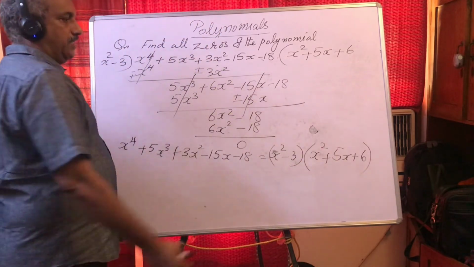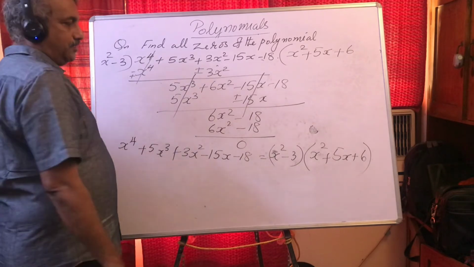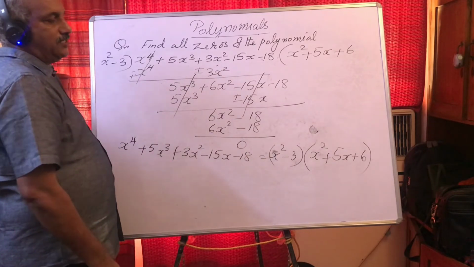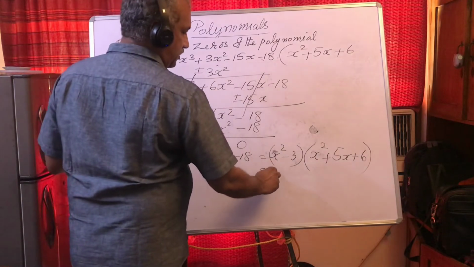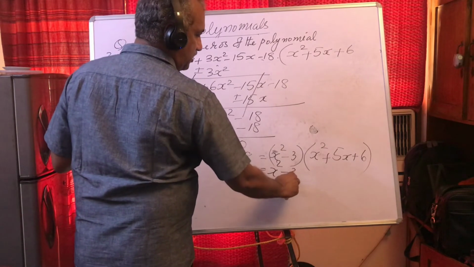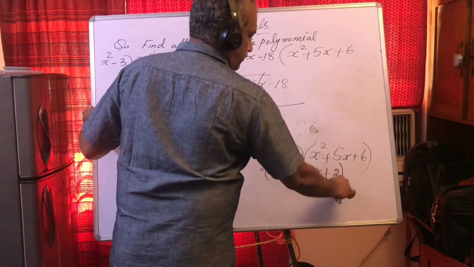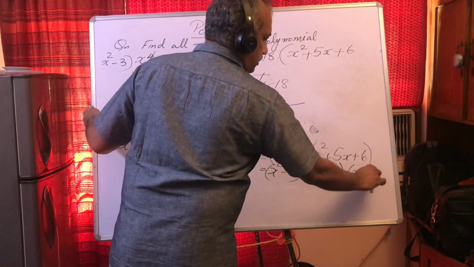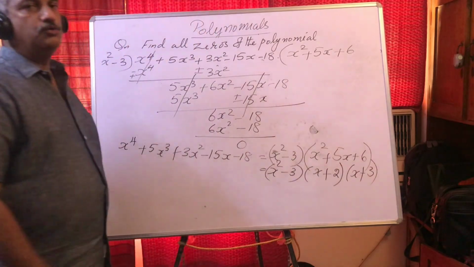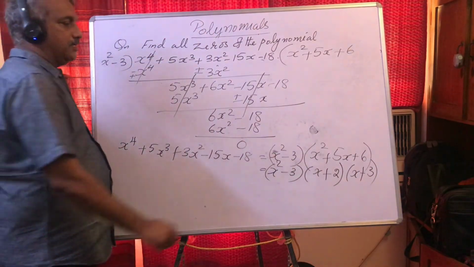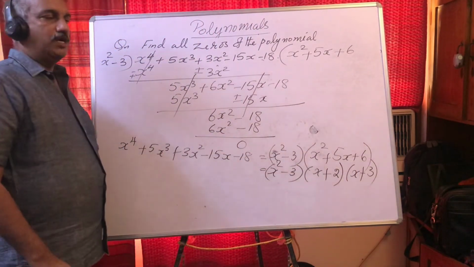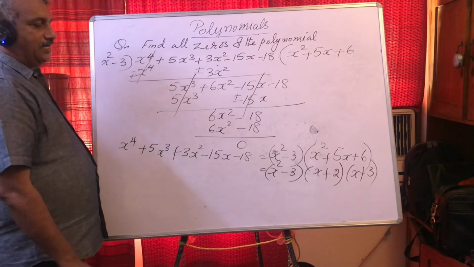Now factorize this one. Find two numbers, their sum is 5 and product is 6. They are 2 and 3. So when we factorize, we'll get x square minus 3 into x plus 2 into x plus 3, because the numbers are 2 and 3. So we can write directly, because coefficient of x square is 1. So we can write the factorization directly.